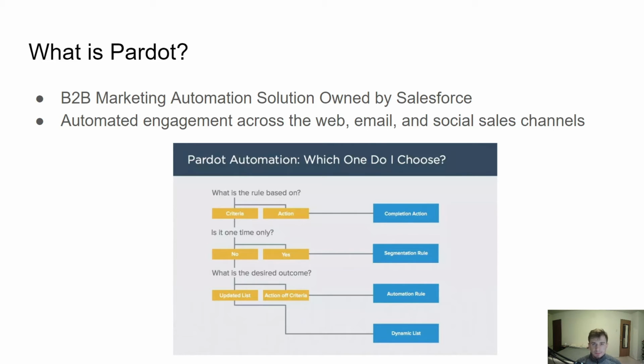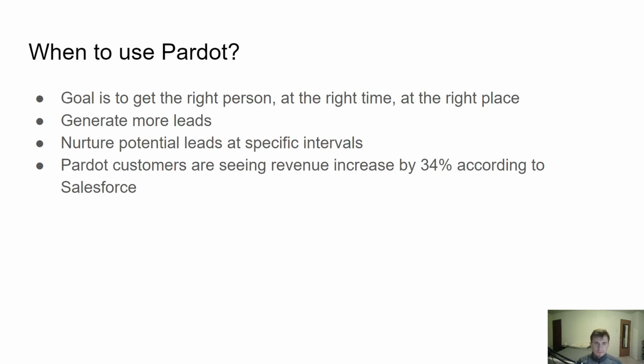And then the other big advantage to Pardot, aside from that automation, is the ability to create rules and other forms of manual automation. So, what is the rule based on? Criteria, action, very similar to Salesforce's process builder or to its flow builder in structure. So, when are you actually supposed to use Pardot? The goal is to get to the right person at the right time at the right place. So, Pardot is here to optimize touch points with potential leads and contacts.